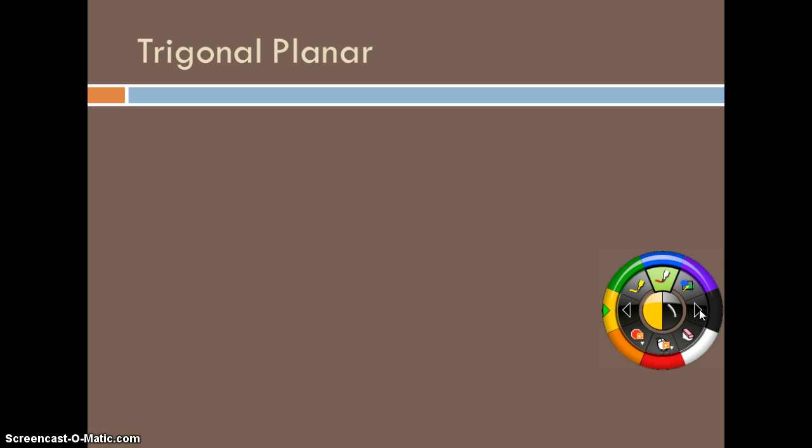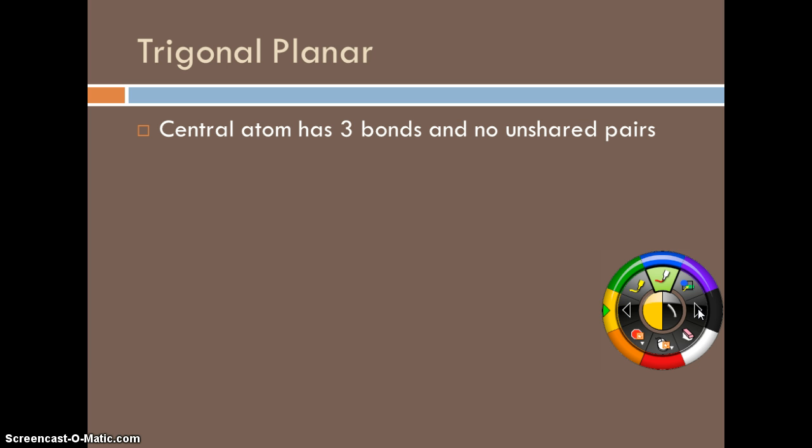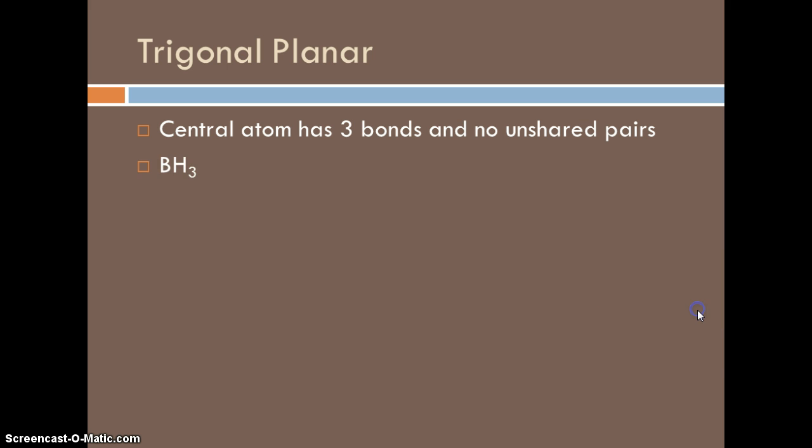Next is trigonal planar. We know that tri means 3, so there's going to be 3 bonds here. And planar, it's going to be flat. Okay, it's all in the same plane. So the central atom will have 3 bonds and no unshared pairs. So you're not going to be bending one way or the other. They're going to spread out as far away from each other as they can.